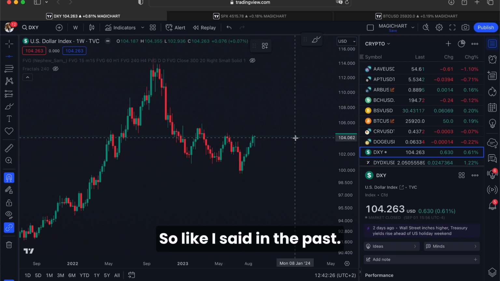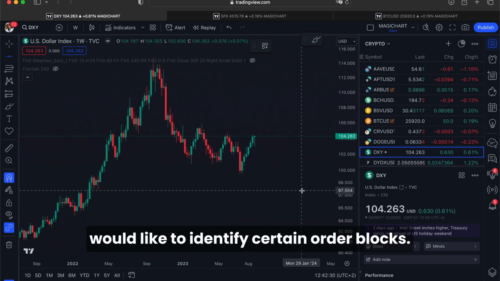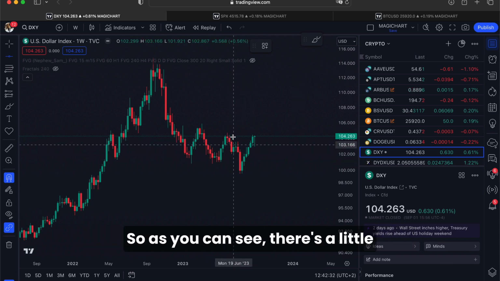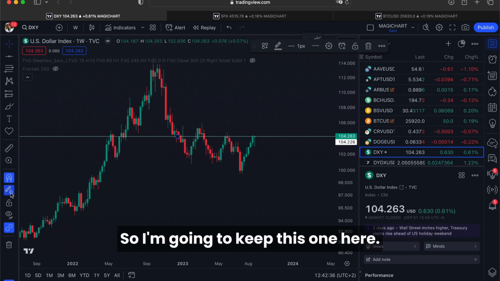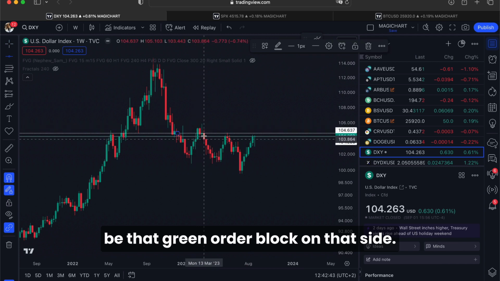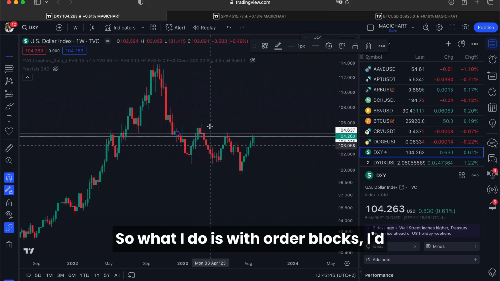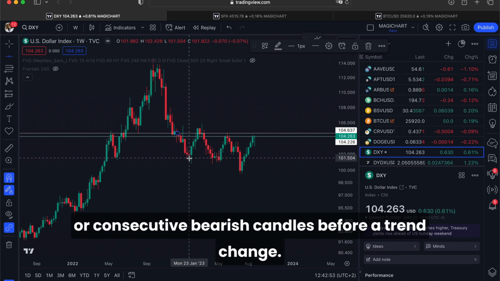Like I said in the past, what I'd like to do is identify certain order blocks. As you can see, there's a little order block there that I'm thinking of identifying, so I'm going to keep this one here. The next one closest to that will be that green order block on that side. What I do with order blocks is select or identify an order block. The order block is a consecutive bullish or consecutive bearish candles before a trend change.